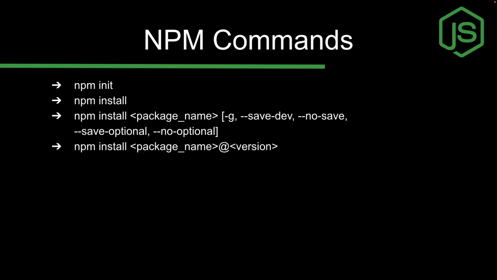Next is the npm install package name, and we give an @ symbol and provide the version. So that is going to install a specific version of a package in our application. Next is the npm update.